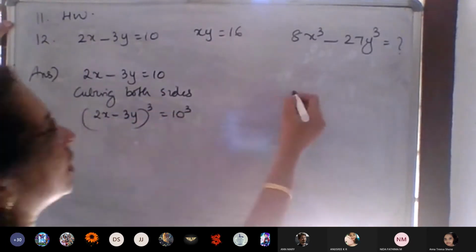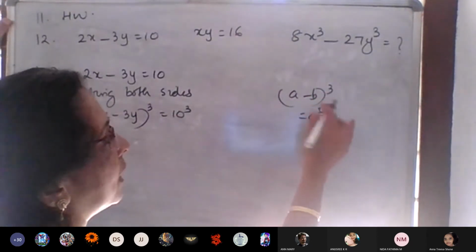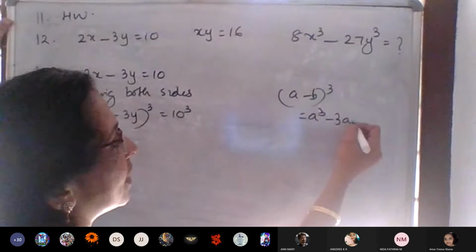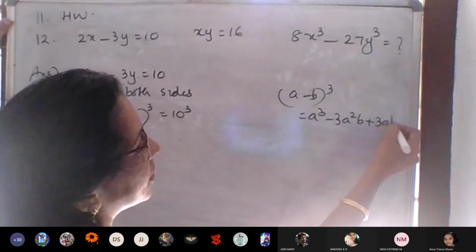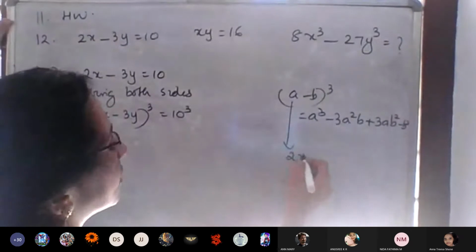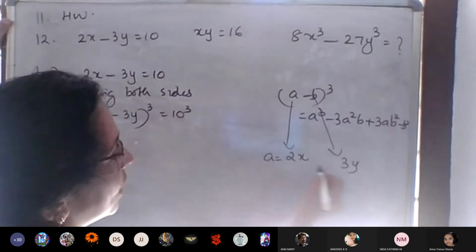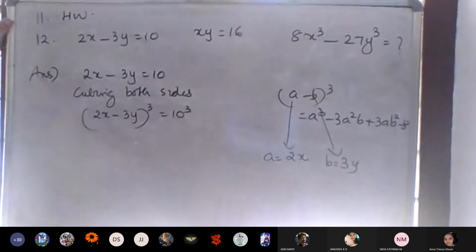This is in the form of a minus b the whole cube, which is equal to a cube minus 3a square b plus 3ab square minus b cube. So here a stands for 2x and b stands for 3y.